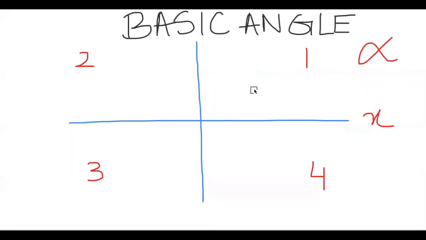Previously, we were drawing out angles from 0 to 360 in an anti-clockwise direction. If we try to draw our angle in a clockwise direction, say from here to here, then that will be negative. In a clockwise direction, angles are always negative, but alpha remains positive.